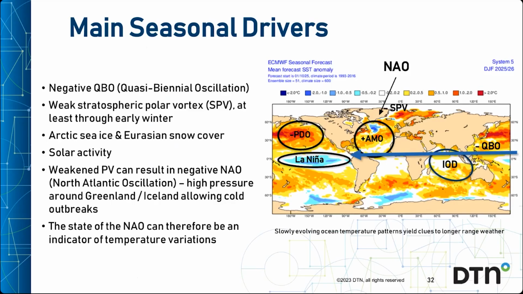Low sea ice and a bigger buildup of early season Eurasian snow cover can both be correlated with risks of a weaker stratospheric polar vortex. So they'll need to be watched this winter. A weaker polar vortex can allow high pressure to build near Greenland and Iceland, a negative state of the Atlantic Oscillation, or NAO, and that can be a predictor of cold outbreaks at the subseasonal range.